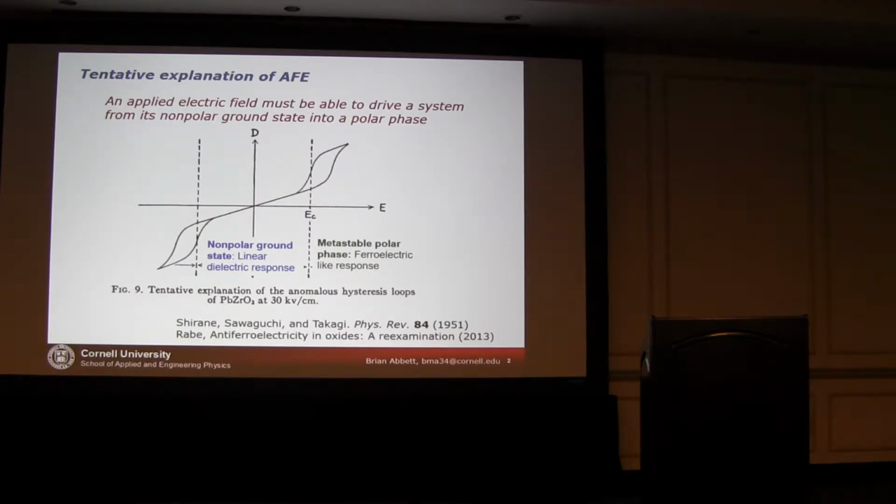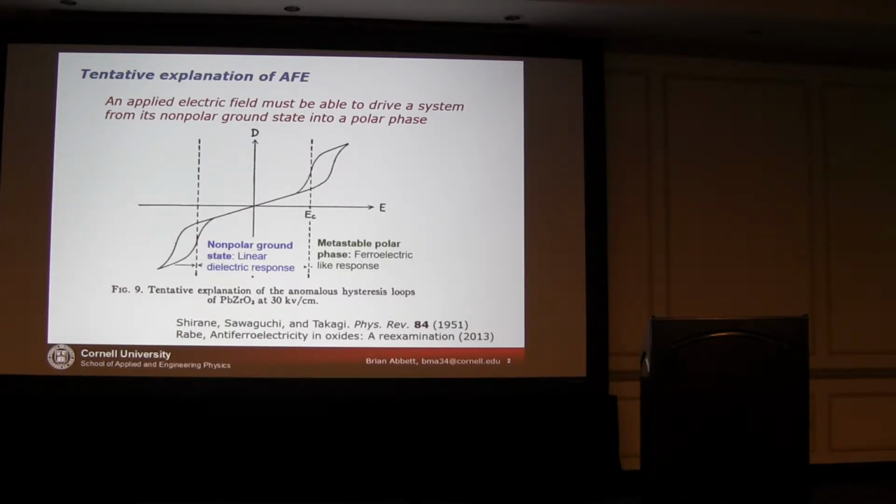So antiferroelectricity was first discovered back in 1951 by Shirane. He observed this double hysteresis loop under an applied electric field. He put forth a tentative explanation for what's going on here, which was that at low electric field, you have a nonpolar ground state, and therefore you get a linear dielectric response. But at higher electric field, the system transitions into a polar phase, and so you get this ferroelectric-like hysteresis response.